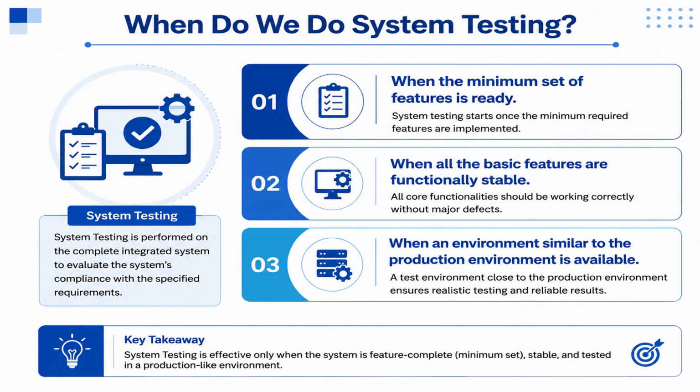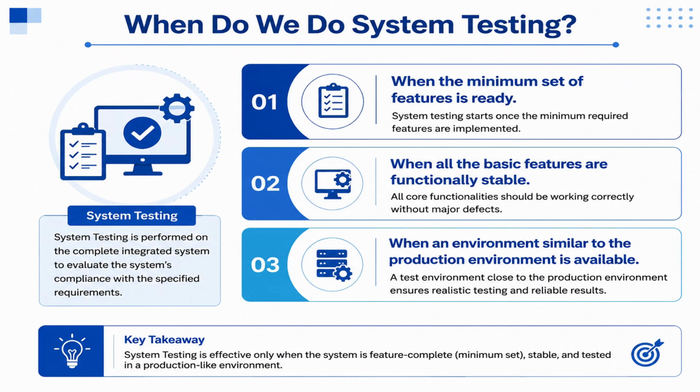Now we'll see when we do system testing. When the minimum set of features is ready, that means system testing starts once the minimum required features are implemented. When all the basic features are functionally stable, that means all core functionality should be working correctly without any major defects. When a test environment similar to the production environment is available, it ensures realistic testing and reliable results.